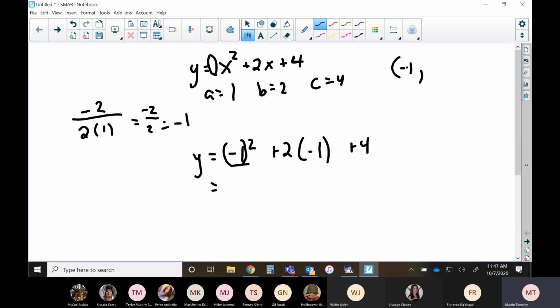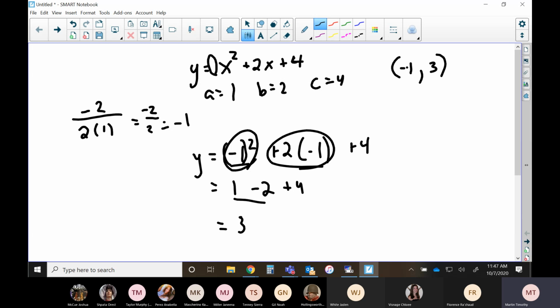So then I go, okay, this is +1. This is a -2, and that's just a +4. This and this is -1. -1 plus 4 is 3. So my vertex would be (-1, 3).